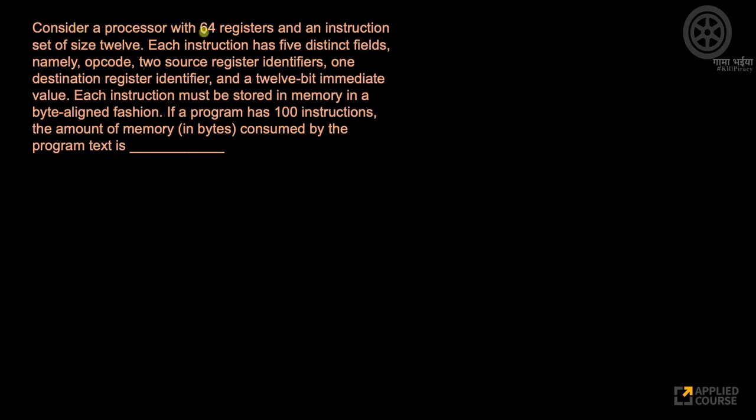It says, consider a processor with 64 registers and an instruction set of size 12. So which means I have 12 instructions and I have 64 registers. To address 64 registers, you require 6 bits, right? Each instruction has 5 distinct fields, okay? One opcode, so I have opcode, right? I have 2 source register identifiers, so source register 1, source register 2, one destination register, and a 12-bit immediate value. So I have a 12-bit immediate value, right?